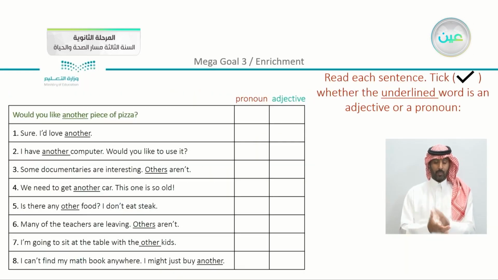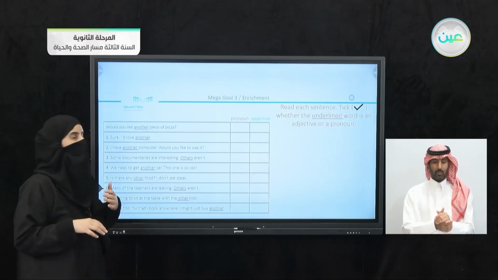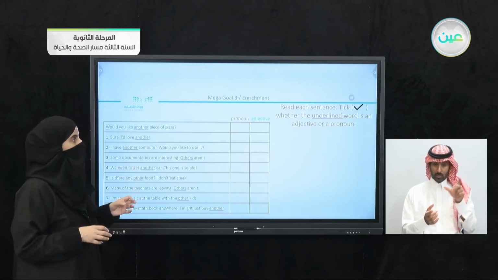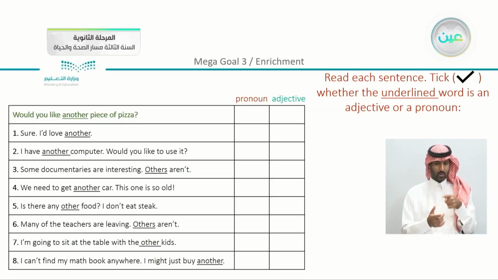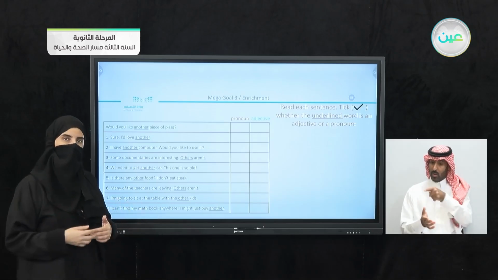Now, we have here another exercise. This is a simple exercise. You can see that we have the words other, others, and another. They are underlined. Here, you are going to decide. We are together going to read each sentence and just tick whether the underlined word is an adjective or a pronoun. You can see that we have the column just to show you that we have two parts. So you are going to decide, is it a pronoun or an adjective in a sentence?